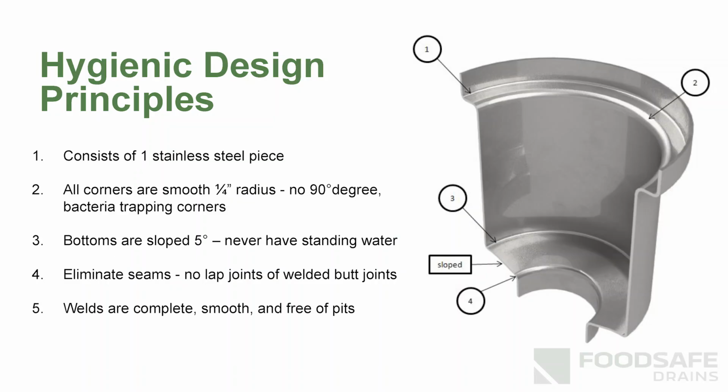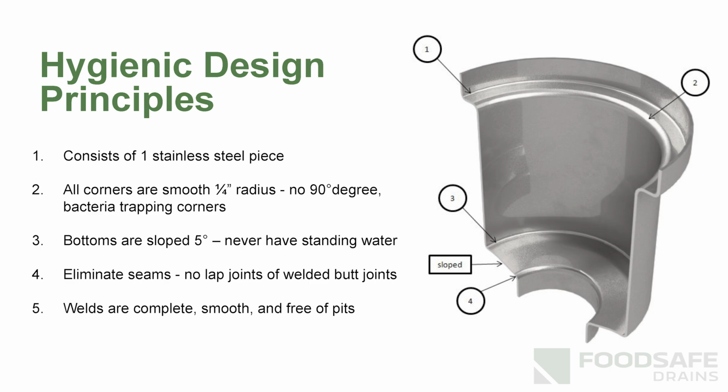What is a food-safe drain design? It comes down to really hygienic principles. The best drains out there, say an area drain like this, and there's typically area drains, trench drains, slot drains, floor sinks. The best area drains are fully spun, meaning that they're not welded together from a bunch of different parts, because that's what you'll see out there. You'll see that piece 1 is welded to piece 2, and piece 2 is welded to piece 3, and so on and so forth.